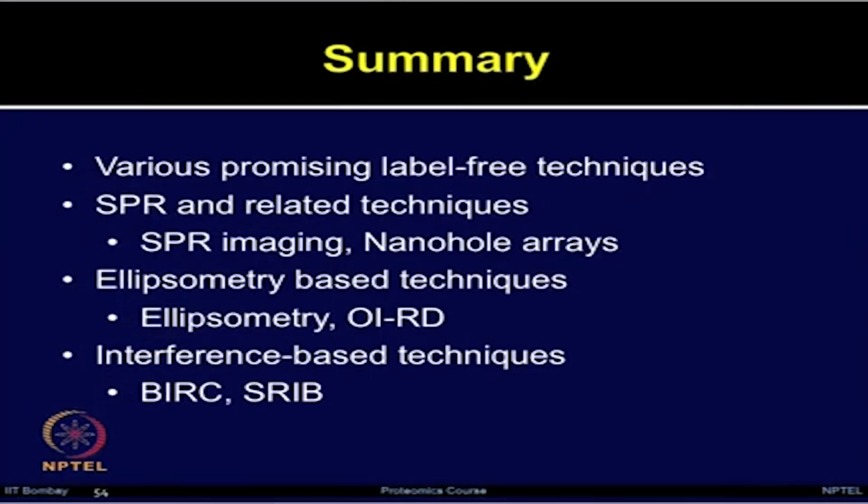So, in summary, in today's lecture we talked about SPR and SPR based techniques such as SPR imaging and nanohole arrays. We also talked about ellipsometry based detection techniques such as OIRD and imaging ellipsometry. We then talked about interference based detection techniques such as BIRC and SRIB, or spectral reflectance imaging biosensors. It just shows you that there are many new label free techniques which are emerging for many applications. Some of these are in a very early stage.